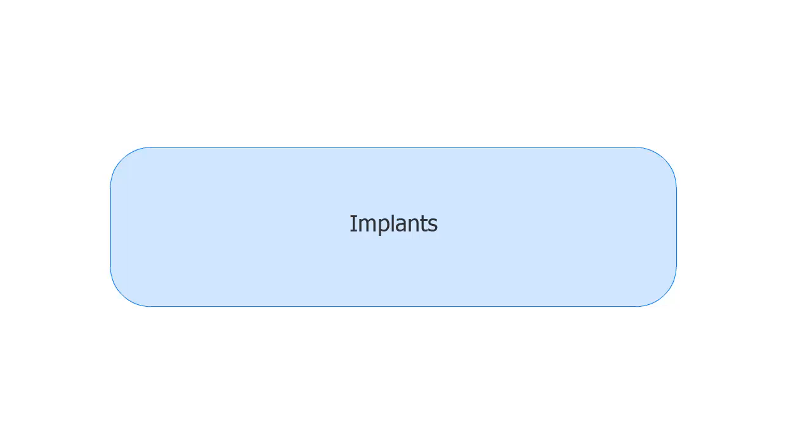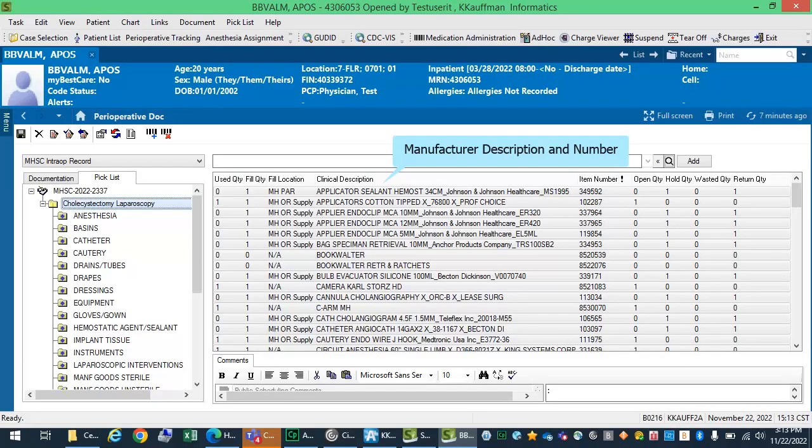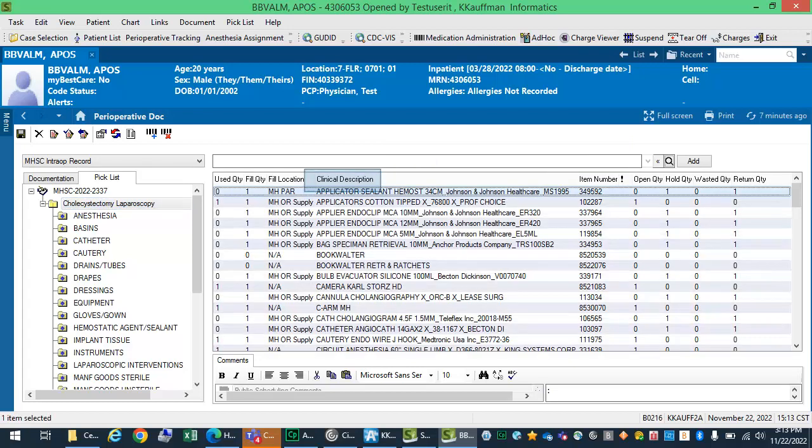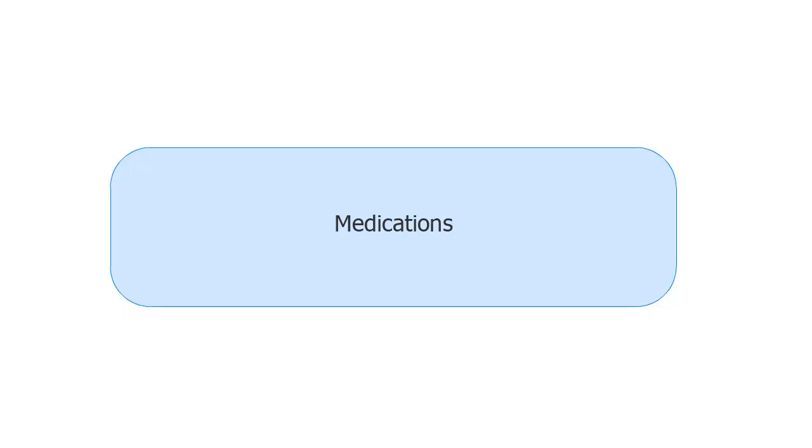Most implants are not part of the perpetual inventory and the steps for adding them to the pick list will not change. Cerner displays the manufacturer and the manufacturer number in the clinical description. If you don't already have this column visible, you may want to display clinical description in your pick list. Medications in the pick list do not display under clinical description, only under description. This should not be an issue as medications do not charge from the pick list. More accurate medication information should be listed on the preference card.